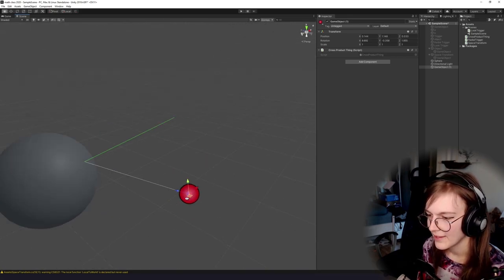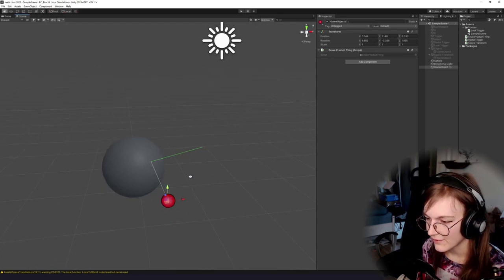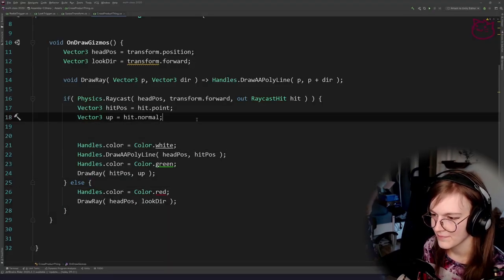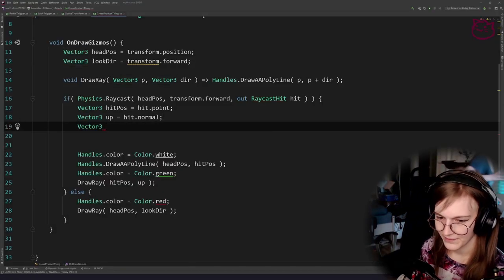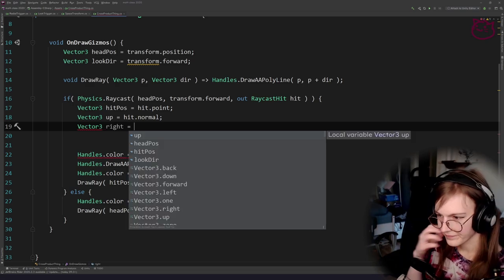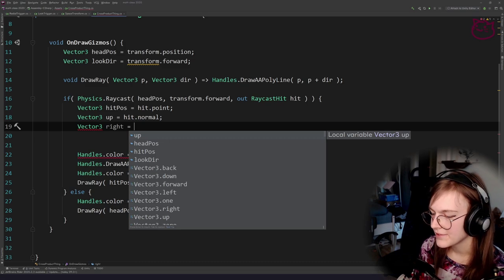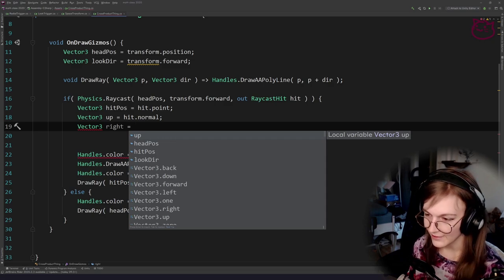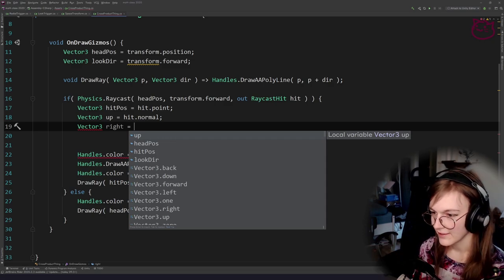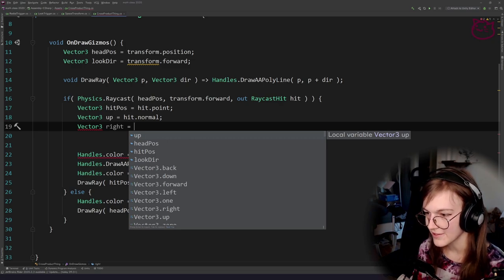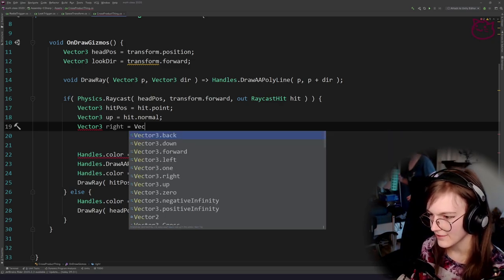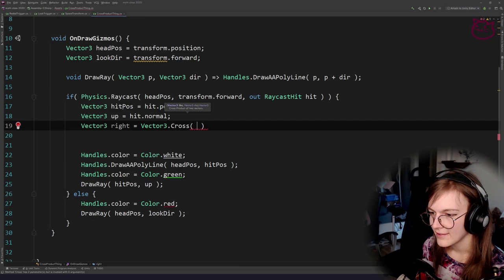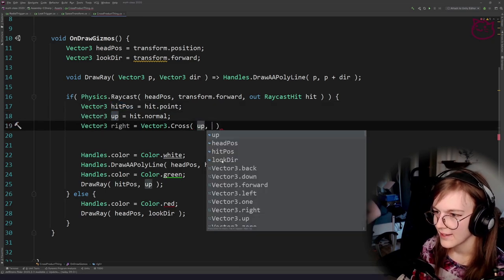Cool. Well, what is the vector pointing to the right? That is the first one that we can get from this. So we can go back here and make a Vector3, right. Then we want to do the cross product between the direction that the player is looking and the up vector, or the normal of the surface, which is the up vector in this case. So we can do Vector3.Cross, and then we can pass in the up vector and the look direction.